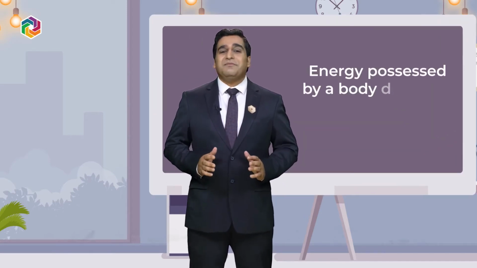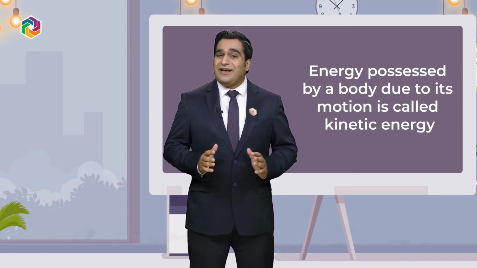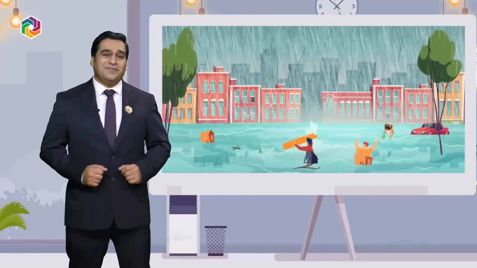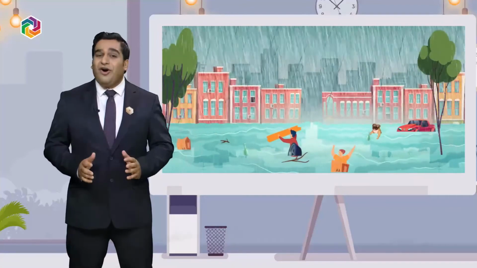Energy possessed by a body due to its motion is called kinetic energy. Now, all the moving bodies possess kinetic energy. For example, flowing water can carry objects such as paper boats, leaves of trees, mud, etc. along with it. Floods even carry animals, human beings, houses, vehicles along with them. This is because moving objects carry energy.